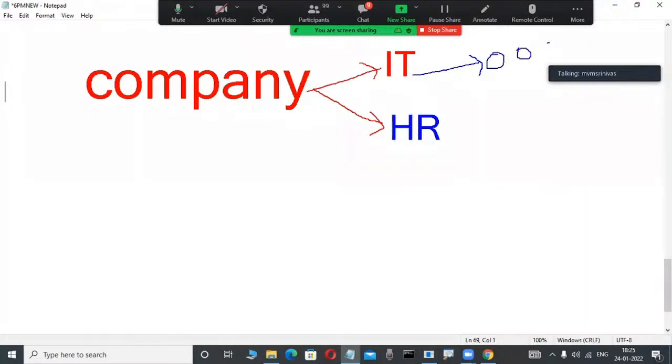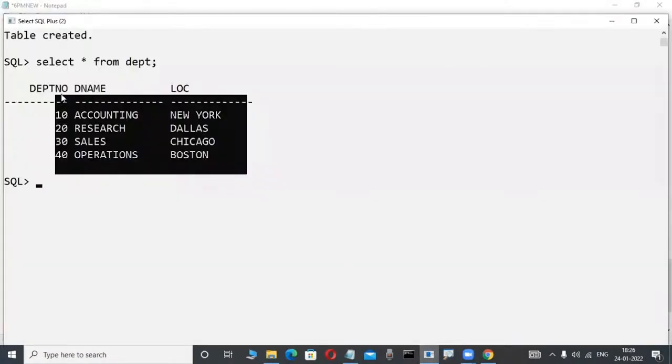Again, in the HR department, 1 employee is working. For example, this is a small scenario. In a company, IT department and HR department are there. One company, 2 departments. In this IT department, 3 employees are working. HR department, 1 employee is working. Suppose you are a first time newcomer, how are you thinking? Oh, nothing is there.